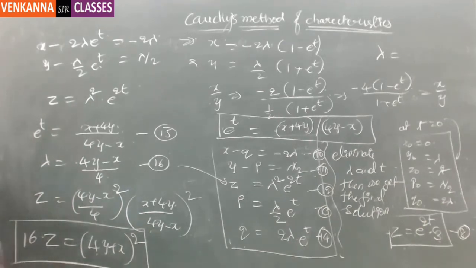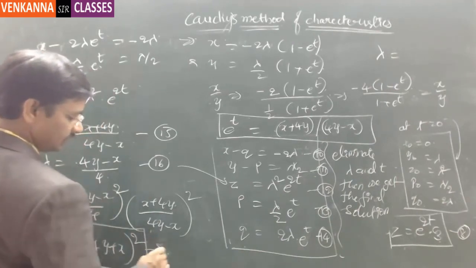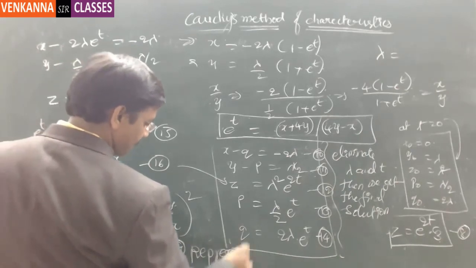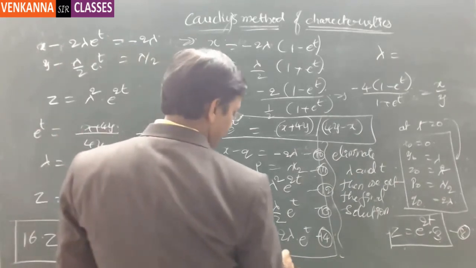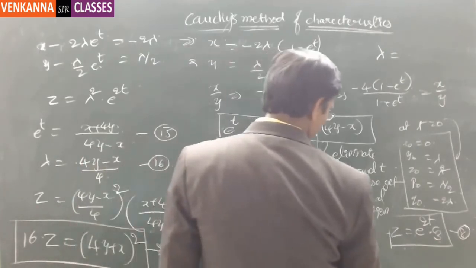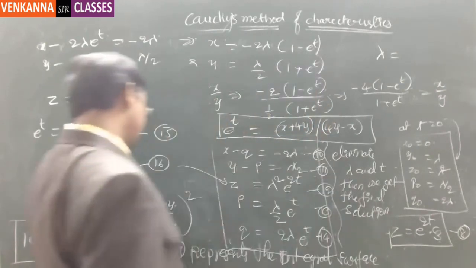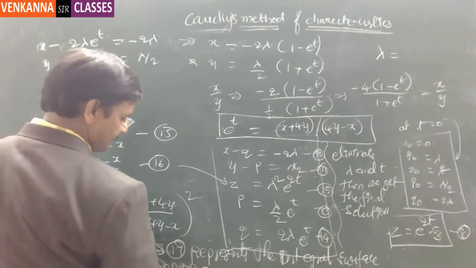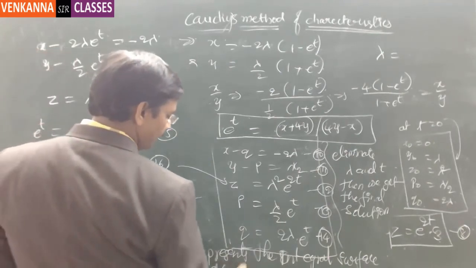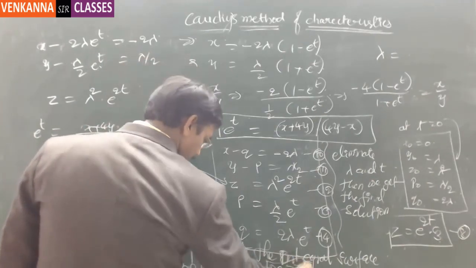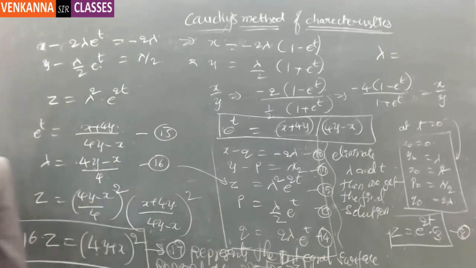So this is the characteristic or the integral surface. This equation 17 represents the integral surface represented by the PDE given by PQ equal to Z. So this long procedure needs to be done for each and every problem. That is the difficulty in this.